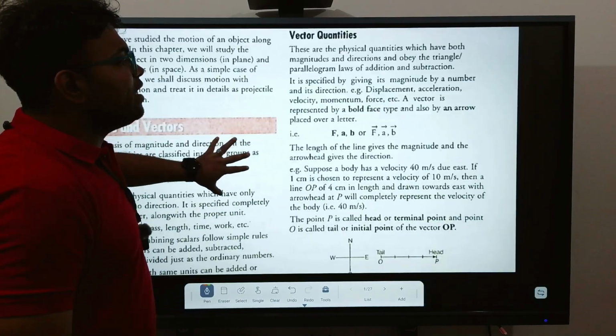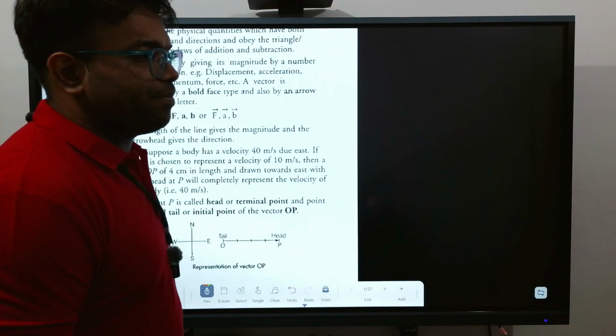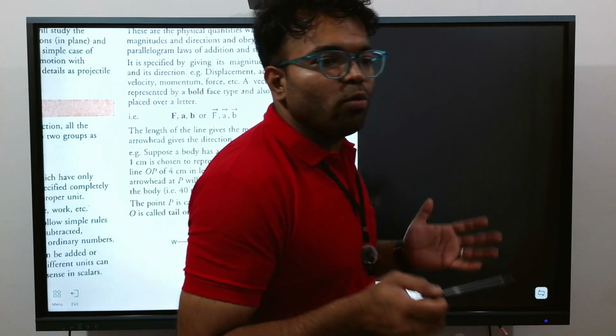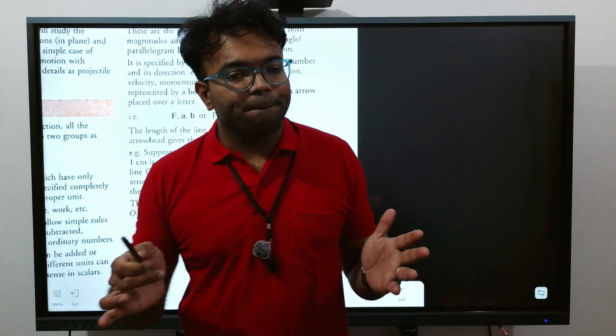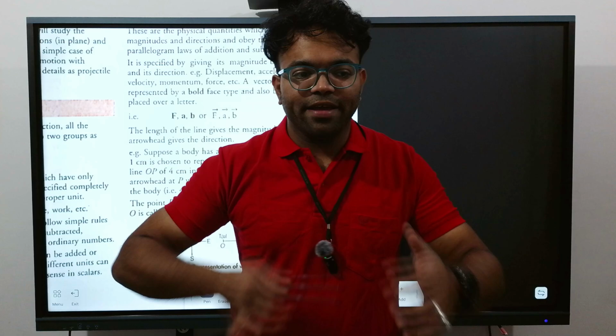Next, the length of a line. Now, how do you represent a vector? A vector is like a ray. Do you know what a ray is, Drupad? What is a ray?